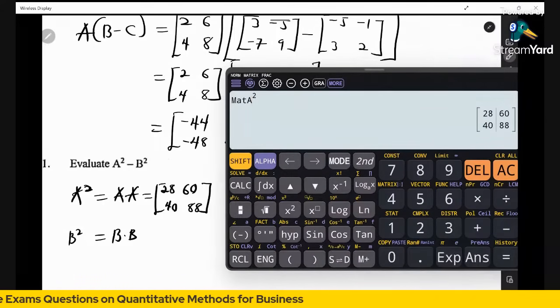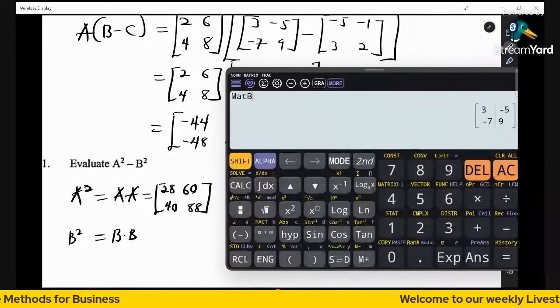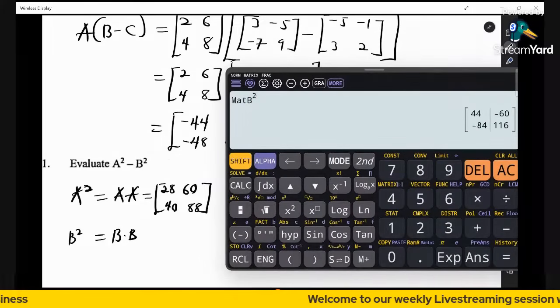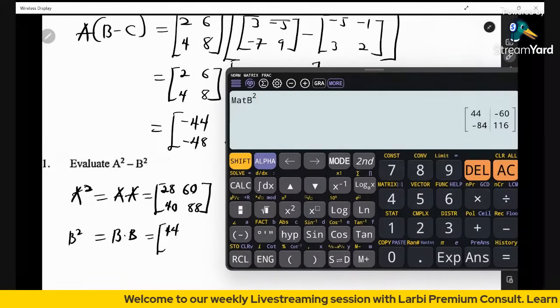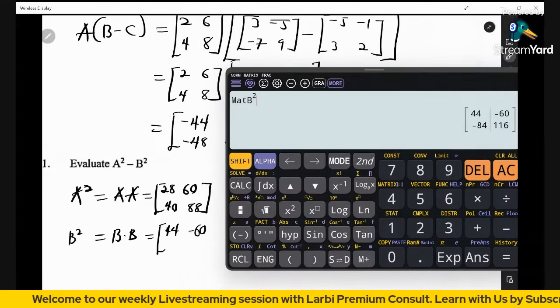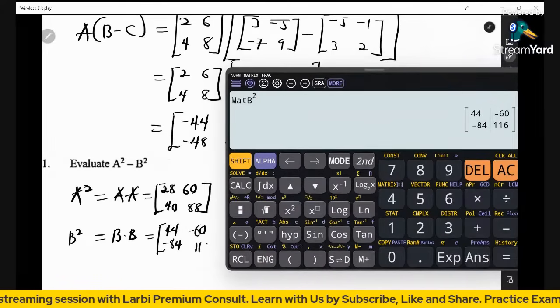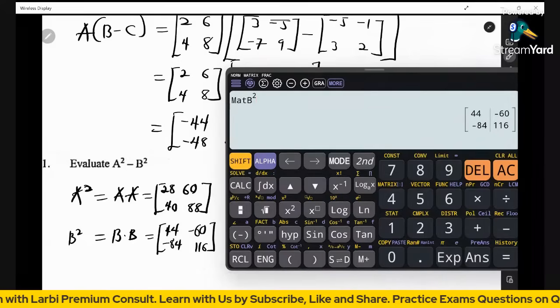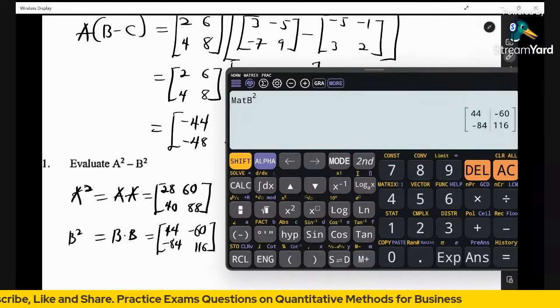Then you do the same with B squared. Shift 4, you identify your matrix B, you square it. That one you're going to get 44, 60, just negative, then -84, 116. So once you're able to get these values down, then what are we getting?